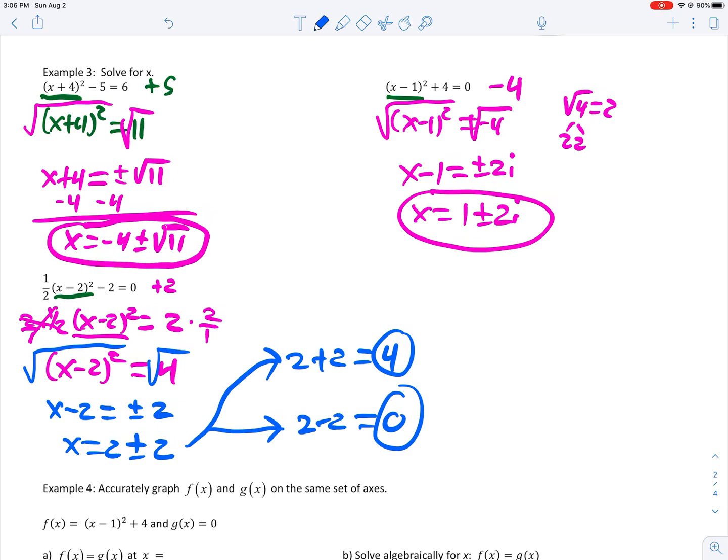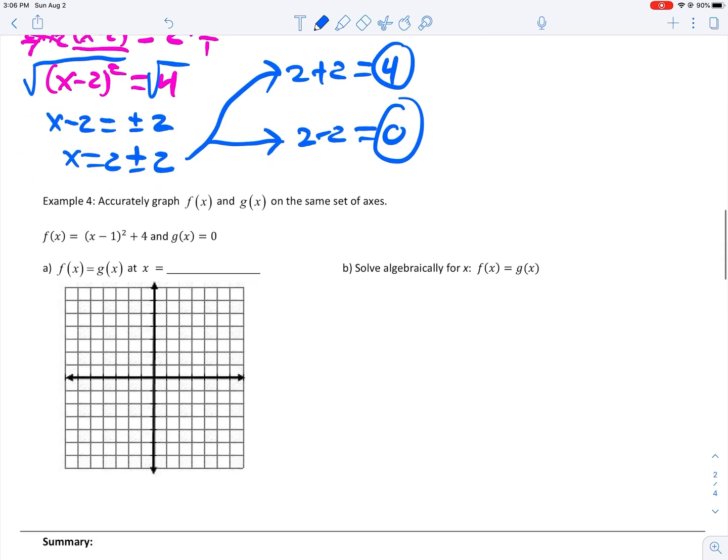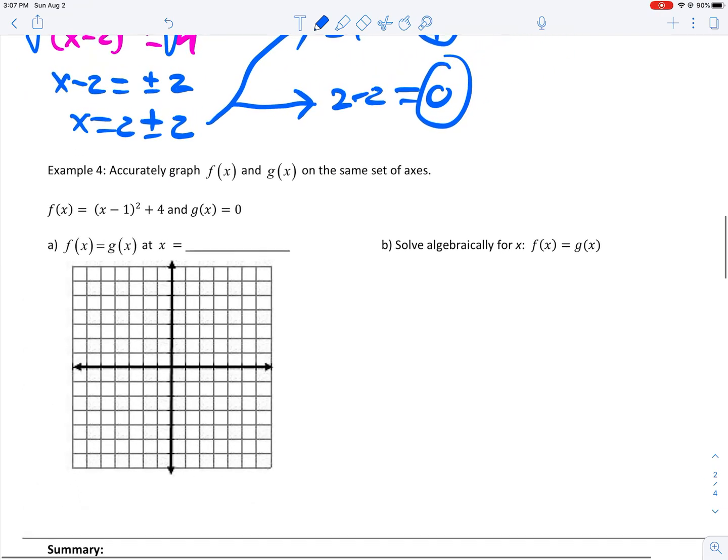So those three we solved with square roots because they had their grouping symbols. They were in what we call vertex form. So now what we're going to do is solve it graphically. We're going to graph the quadratic and a line and figure out where they intersect. Those are going to be my solutions.